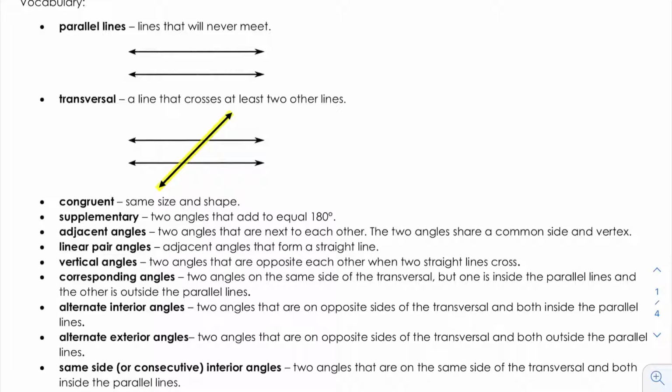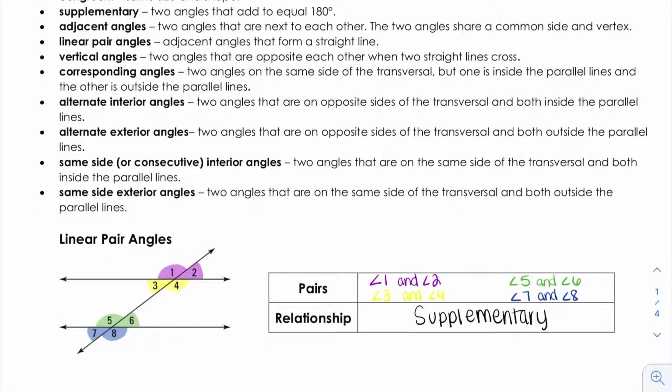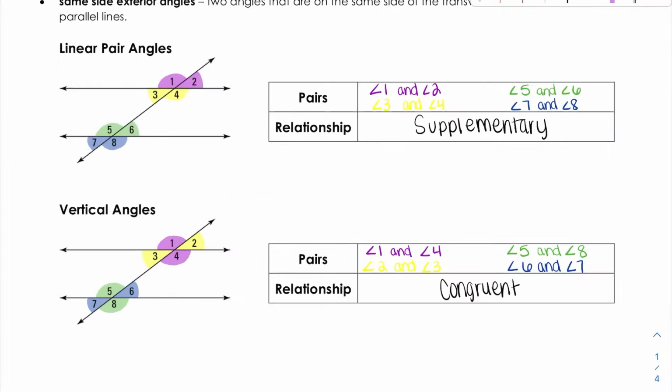Same side, or it could be called consecutive interior angles, are two angles that are on the same side of the transversal and both are on the inside of the parallel lines. And finally, same side exterior angles. These are two angles that are on the same side of the transversal and both are on the outside of the parallel lines. Let's look at examples to see how these angle pairs look.